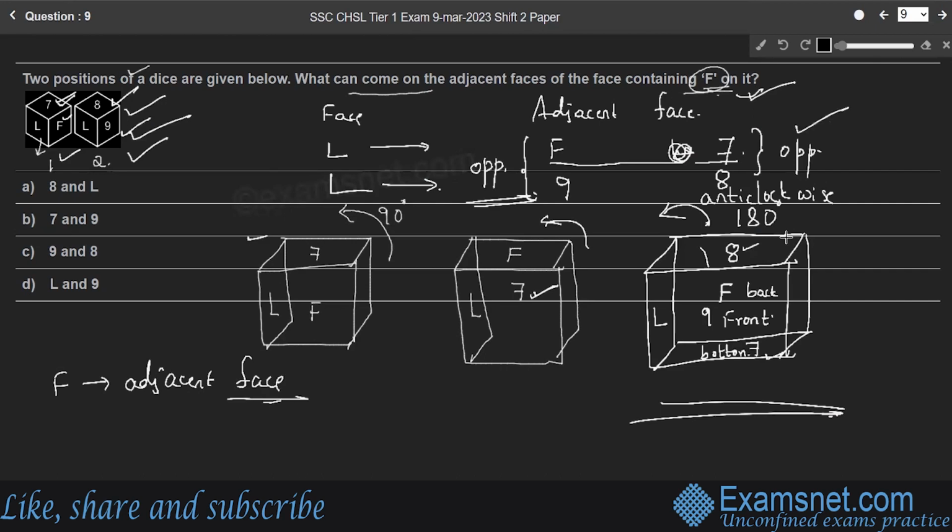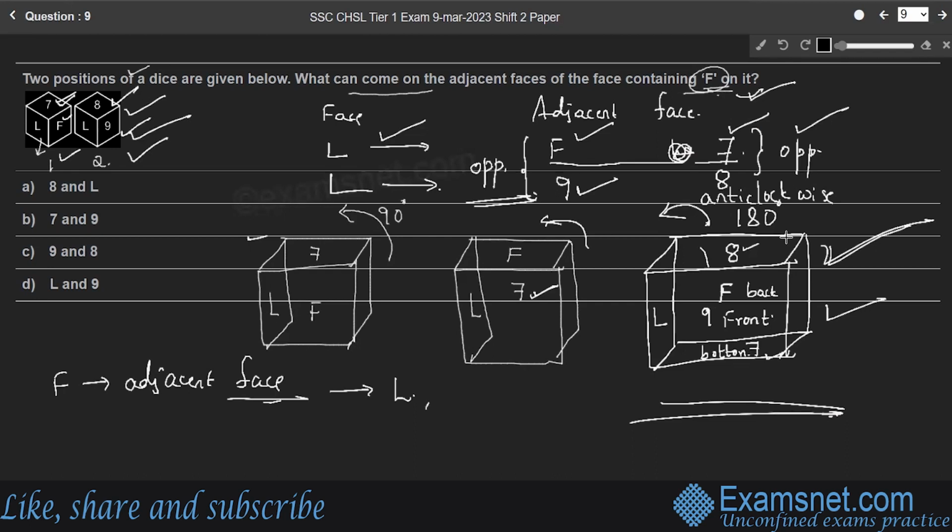Taking these two relations, opposite faces, here 9 cannot be the adjacent face of F because 9 is the opposite face. L is the adjacent face of F, which is already given. Therefore, one of the adjacent faces is L. Now consider 7. Is 7 the adjacent face of F? Consider this position which I am showing now. F is the back face, L is the left face, and 9 is the front face, so 9 cannot be the adjacent face.